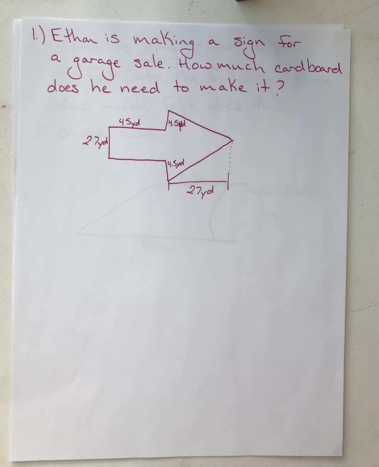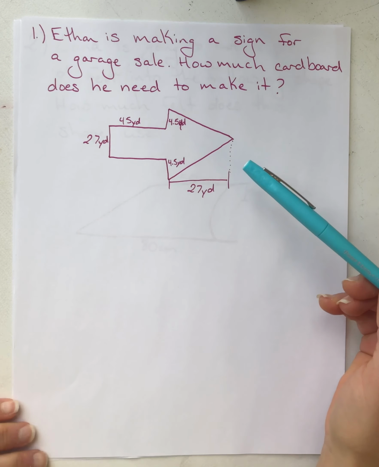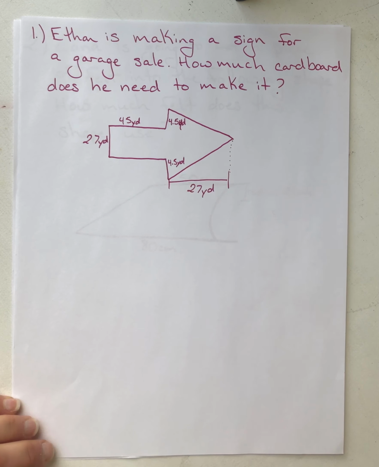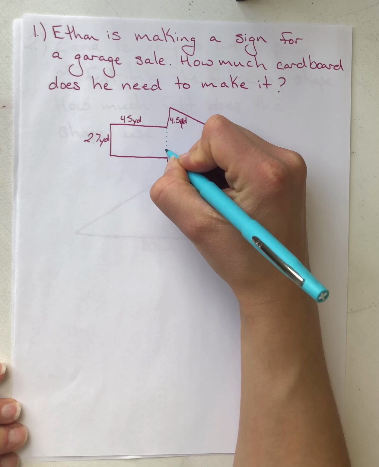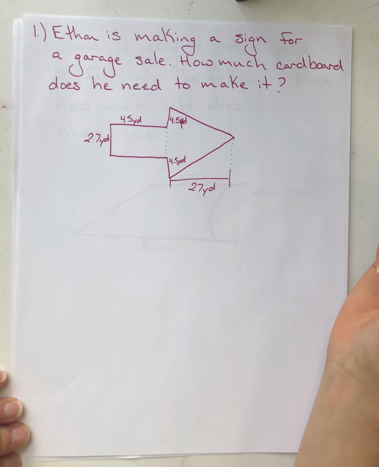Okay, so now we're just gonna quickly talk about the area of composite figures. So I have a question here and we're gonna go through it. Ethan is making a sign for a garage sale. How much cardboard does he need to make it? If we take a look at the sign here, our first thing to do is to make it into two figures, or in this case, it's two figures that we already know, right?